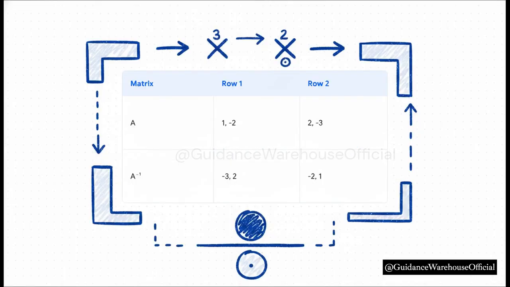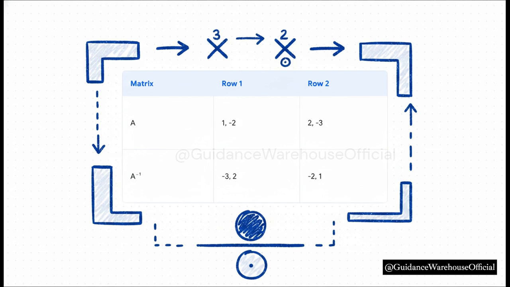Let's make it concrete. Take matrix A, with a top row of 1 and -2, and a bottom row of 2 and -3. First up, the denominator. 1 times -3 is -3. Subtract -2 times 2, which is -4. So -3 minus -4 gives us a +1.